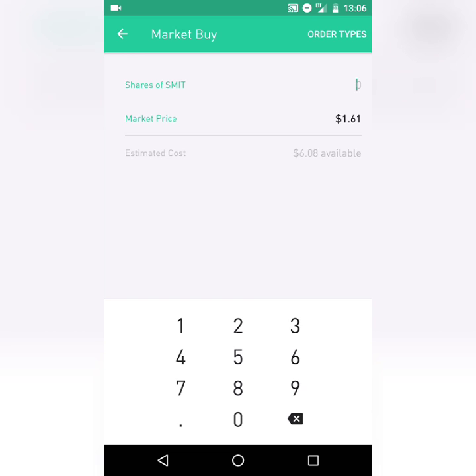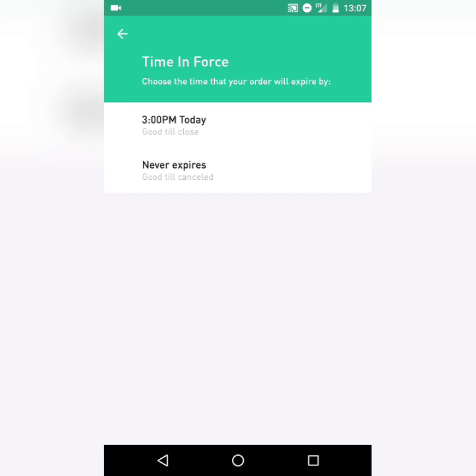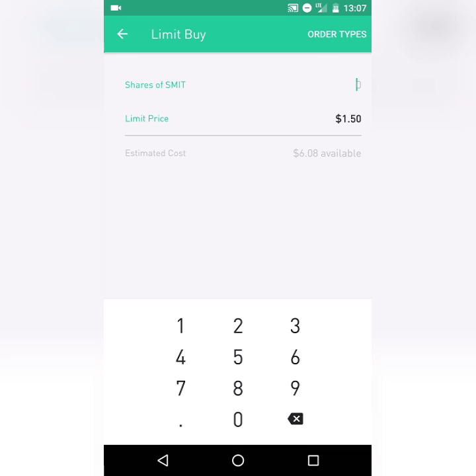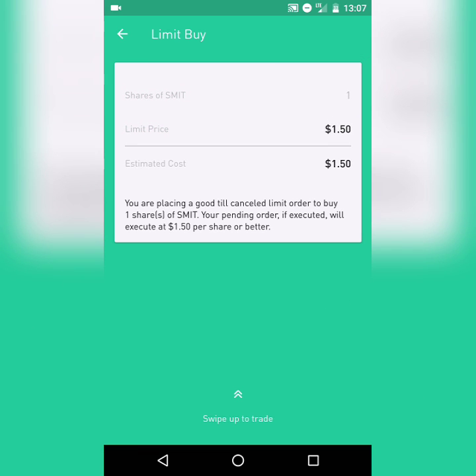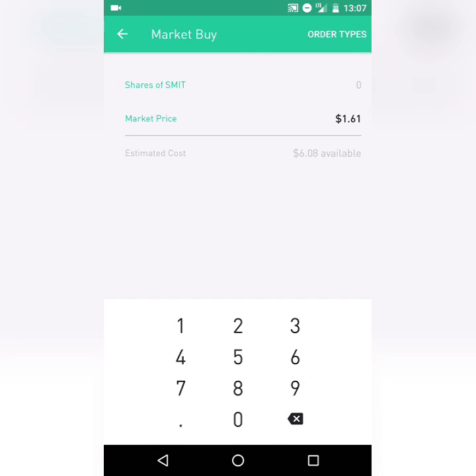Alternatively, let's go back into the order types. You can select a limit order. This would specify the maximum amount of money you'd want to spend on a particular stock. So for example, this stock is trading at 161. Let's say I didn't want to buy it unless it got to 150. Well, I'd simply put in 1.50. And then you could specify whether that trade is good for just today or never expires. Let's go with never expires. Put in the price and the number of shares, and then you'd simply swipe up again to place that order. So you would not buy that stock unless it hit 150.